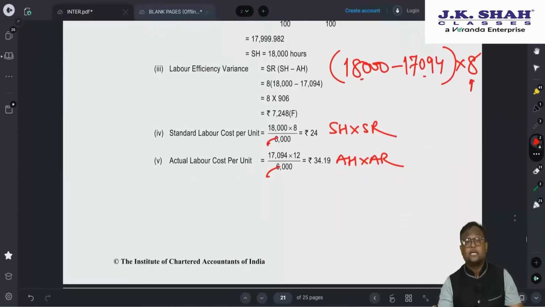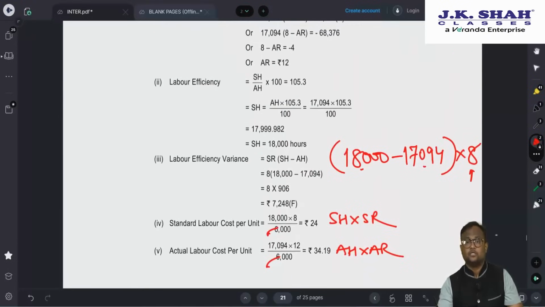Is this clear? Have you clearly understood this? Yes, very good. So, we have solved this in the classwork of jksc. So, you can get the solution there.